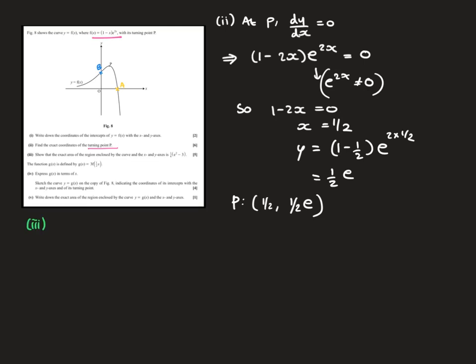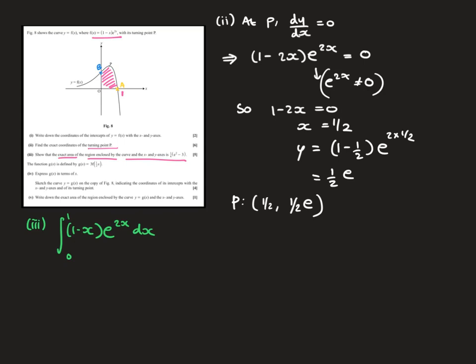So part 3, we need to work out the exact area of the region enclosed by the curve and the x and y axes. So that's this region here. So that's a simple integral between 0 and 1. Now, that means we need to integrate 1 minus x e to the 2x. And this has got to be done by parts. It's a product, and one part of this does not differentiate to another part of this. So we're going to have to use the integration by parts formula to do this.